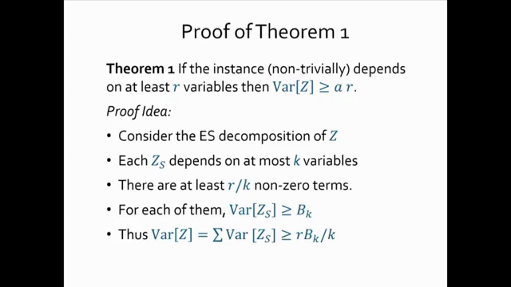OK, now we are ready to prove our theorem 1. So recall that we assume that the instance depends on at least r variables, and we want to prove that the variance of z is large. So we compute the Efron-Stein decomposition of z, and now we know that each term z_S depends on at most k variables, right? Because each predicate depends on at most k variables.